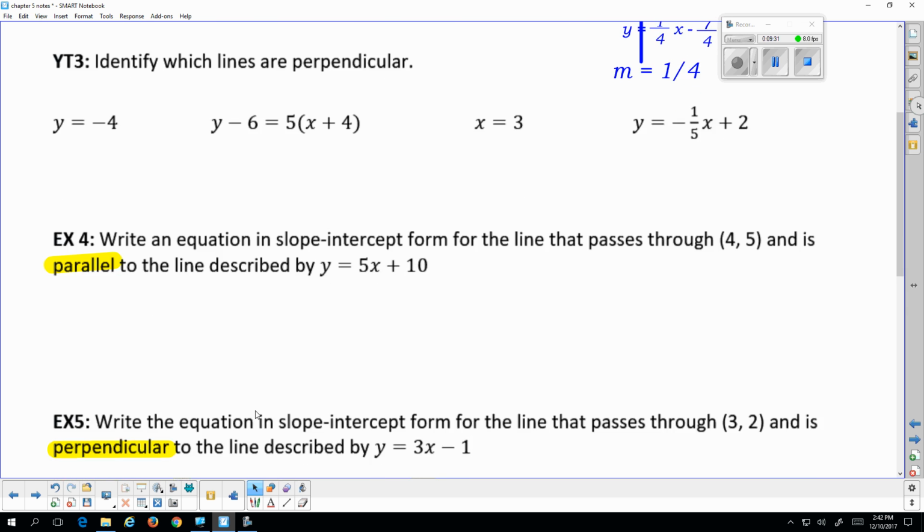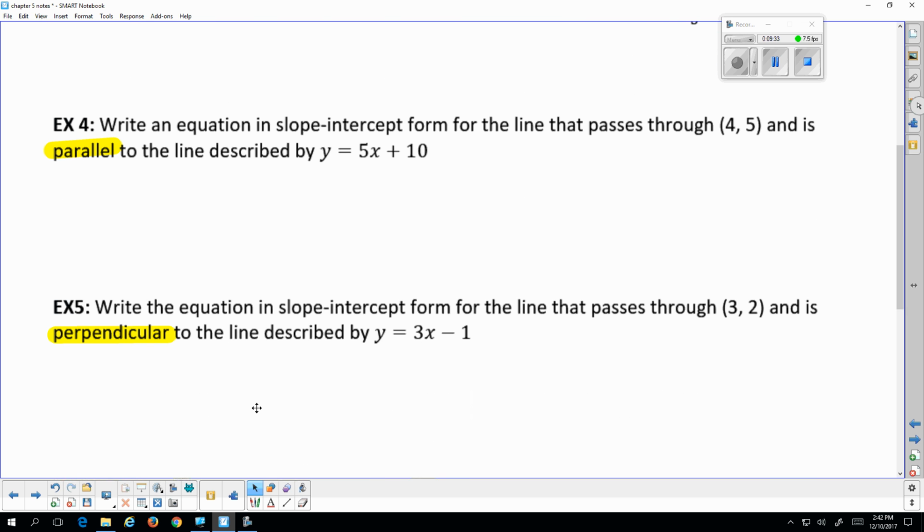All right, the last part here, we're going to do examples 4 and 5. Write an equation of a line in slope-intercept form for the line that passes through (4, 5) and is parallel to the line described by y equals 5x plus 10. So this is that process. You're never going to get away from this, so just get used to it.